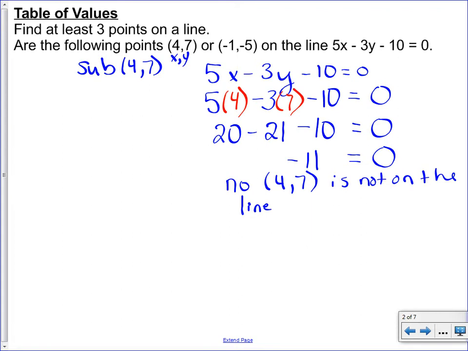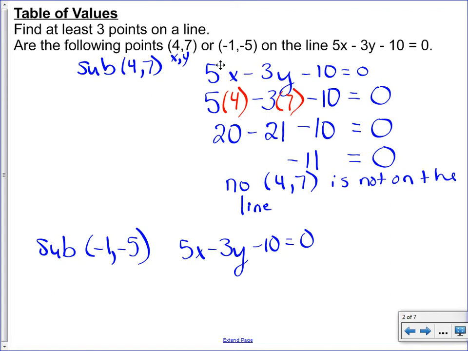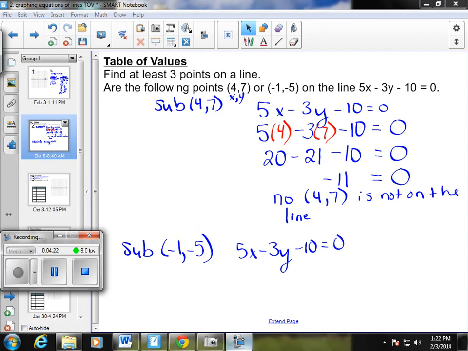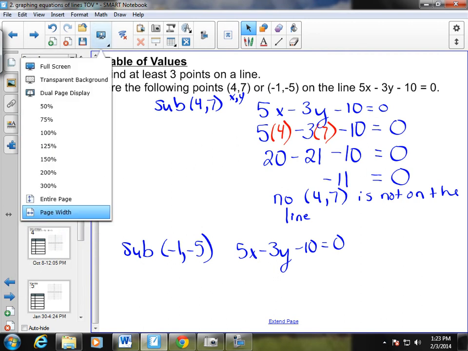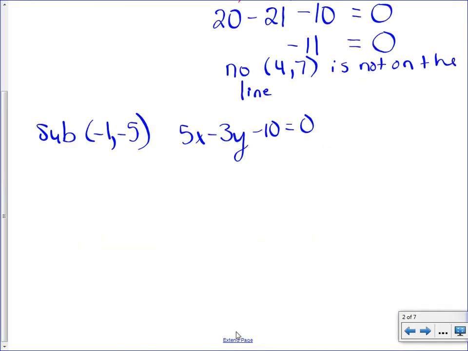Okay? I want you to try that now and see if the point (-1, -5) is on the line. So you're going to do the same thing. Sub -1, -5 into 5x minus 3y minus 10 equals 0. I want you to take a couple minutes and do that right now. Okay, what did we do? What did you write down next? Val? Good, so tell me what I'm going to write.